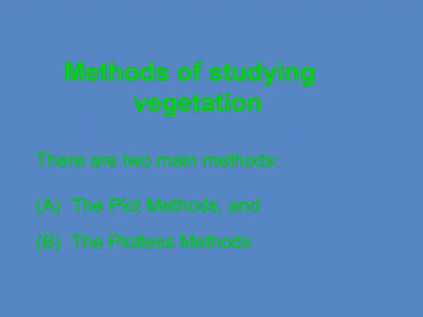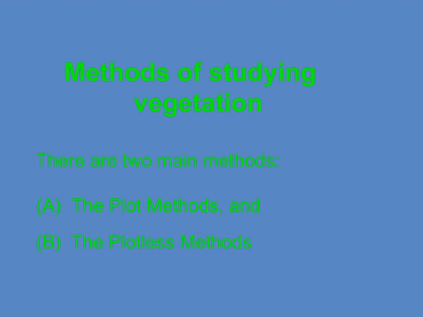Today, we're going to look at the methods used to study vegetation. There are two main approaches that researchers typically use. The first is called the plot methods. These involve setting up specific plots of land where detailed measurements and observations are made. This approach allows for precise data collection about the vegetation within a defined area.